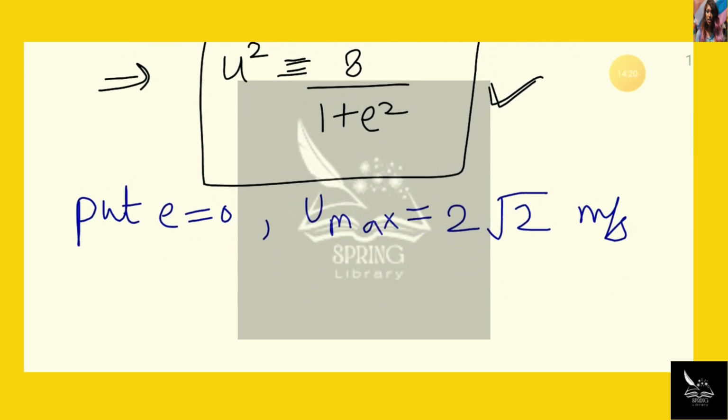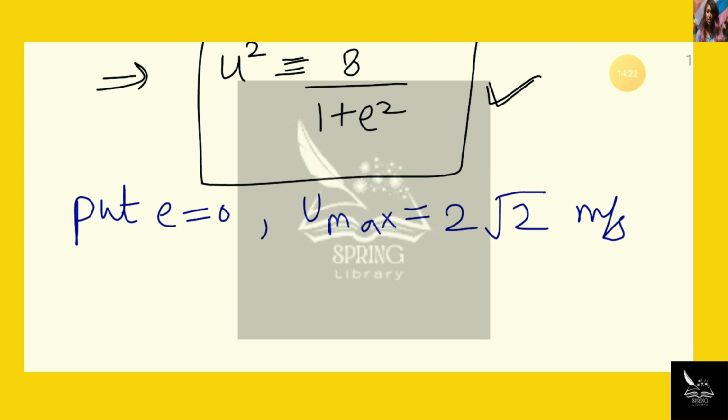Similarly, for finding the minimum value of u, the denominator should have maximum value. So here put the maximum value of e, that is equal to 1. We know that the coefficient of restitution has maximum value e equal to 1, so after solving this equation and putting e equal to 1, I can say that u minimum is equal to 2 meter per second.